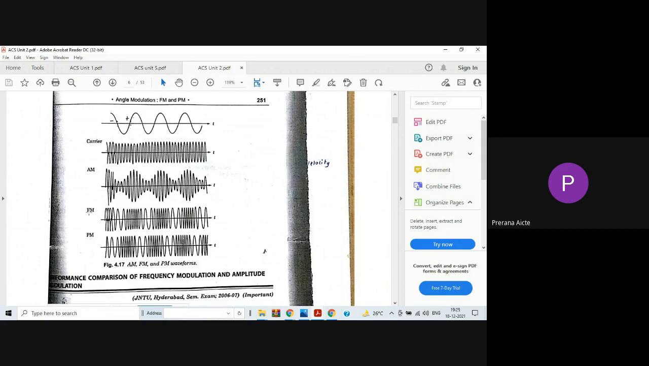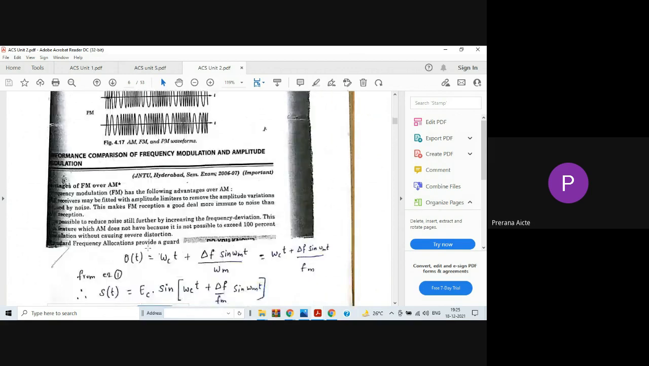Where the frequency of the carrier signal is varied in accordance with the amplitude of the message signal. See here, as the amplitude keeps on increasing, the frequency also increases, and there should be a decrease in the frequency at lower amplitude levels. Okay, the phase will be varying here whenever the signal is changing from negative to positive or positive to negative. See, the phase also will be changing. This is the phase modulation.